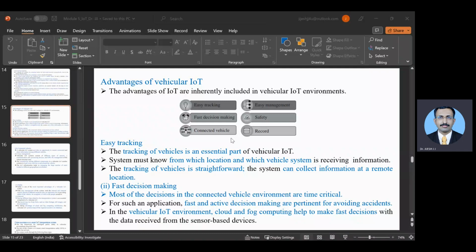Tracking the vehicle is an essential part of vehicular communication. You can find the location where the vehicle is located, or at what distance one vehicle is from another vehicle. All those can be understood. So tracking of a vehicle is a straightforward path, and it collects the information.